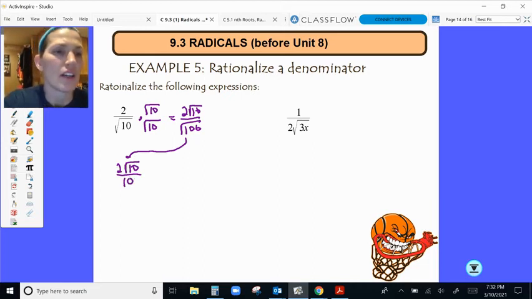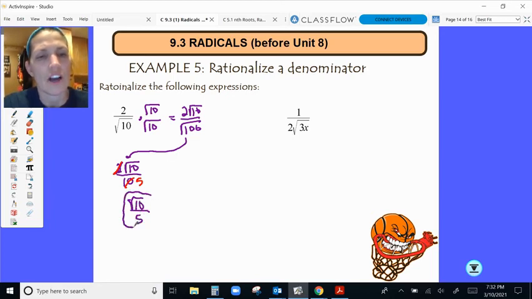Now notice, I can simplify this further because 2 will go into 10. So make sure you continue to simplify if you can. 2 goes into 10 5 times, right? So this is going to be the square root of 10 over 5.